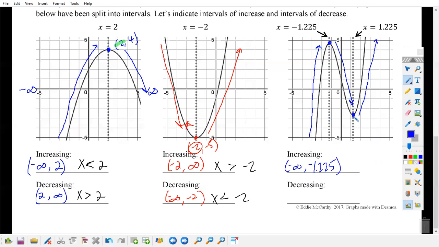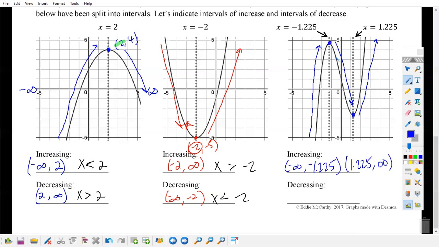Okay. And then where do I increase at? My other increase starts where? It starts at 1.225 and it goes forever to the right. So it goes to positive infinity. Do we see that? So I had 2 intervals of increasing. Yes? All right. Where is my decreasing happening?